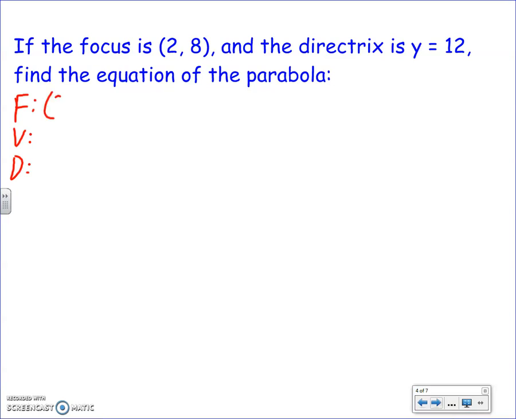Fill in what we know. We know F is (2, 8). We know the directrix is a line, and this is y equals 12. But we don't want the line, we want the point on the line. And the point is going to have the same x as the other stuff, so it's (2, 12). Now we're going to find the missing thing, which is V.